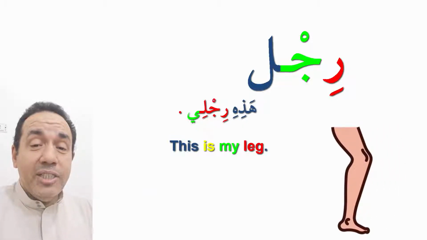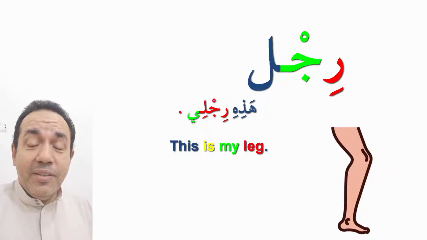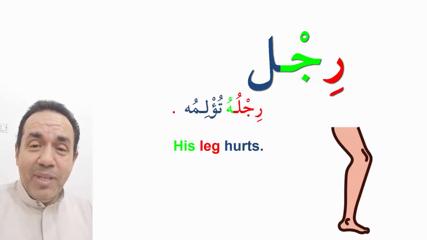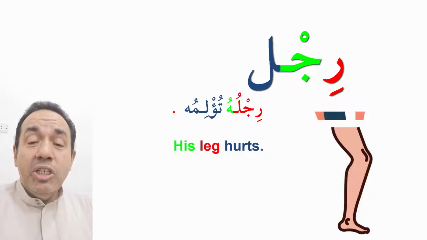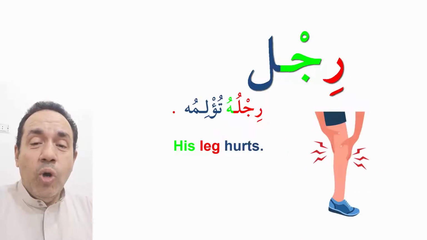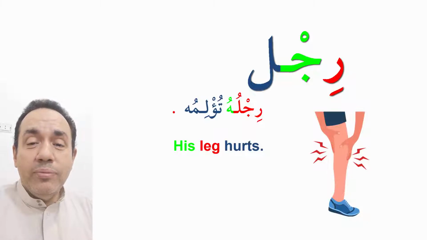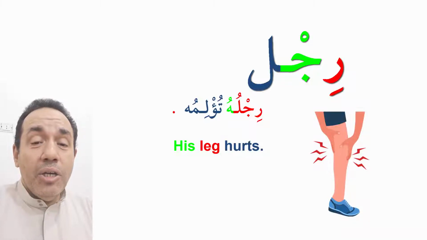When I say هذه رجلي, this is my leg. When I say رجله تؤلمه, his leg hurts.